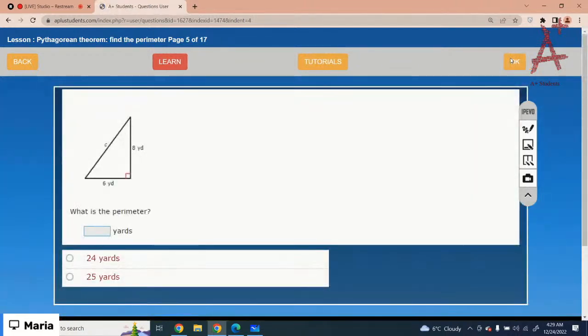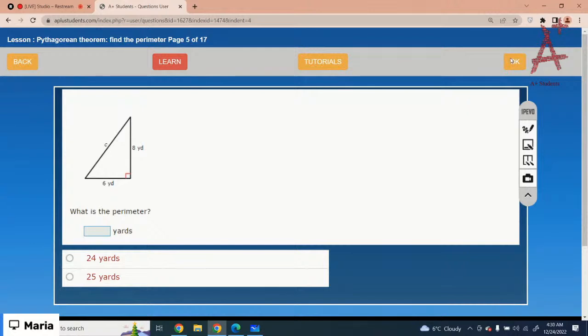Okay, what is the perimeter for the given triangle? 8 square is 64 and 6 square is 36. So c square equals 36 plus 64, that would be 100. So the value of c is 10. Got it? So for the perimeter, you have to add up all the values. 8 plus 6 is 14, and 14 plus the missing side length 10. So it would be 24 yards.